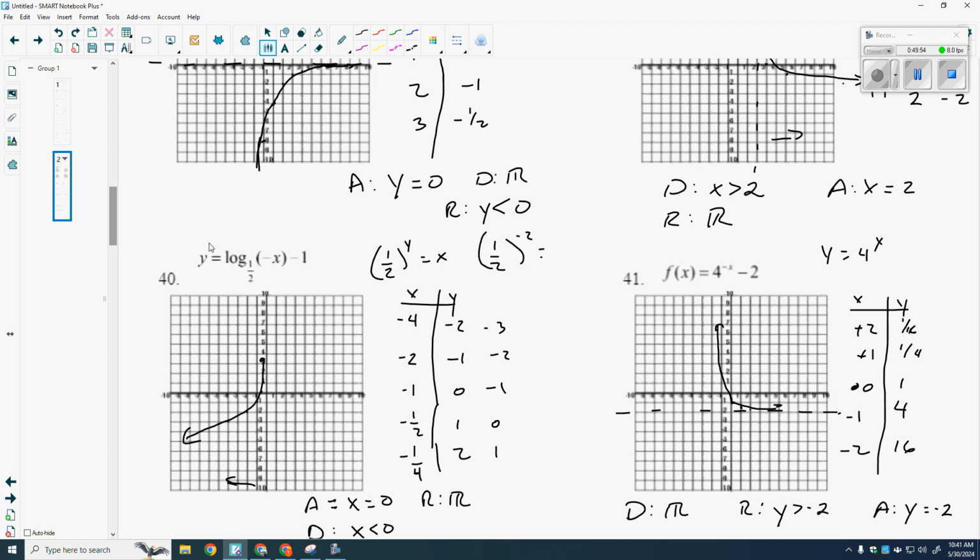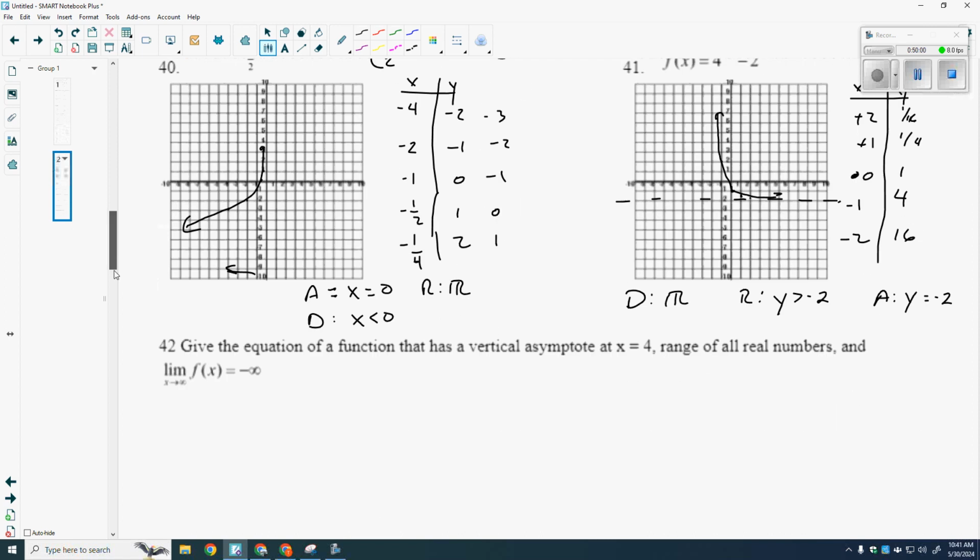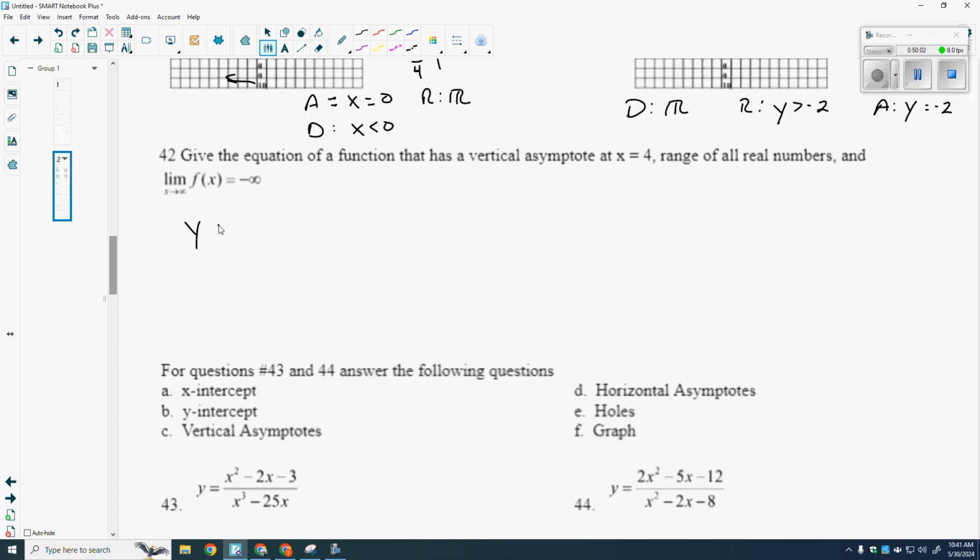Give the equation of a function with a vertical asymptote. Exponential or log? Which ones have vertical asymptotes? Logarithms. So I know it's going to be y equals log. All right. Asymptote at x equals 4. So I know that inside my function has to have an x minus 4. So my graph is shifted to the right 4.